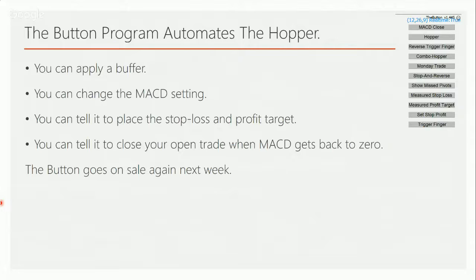With the button program, you can apply a buffer, you can change the MACD settings, you can tell it to place the stop loss and profit target. You can tell it to close your open trade if the MACD rolls back against you over the zero line going the wrong direction.